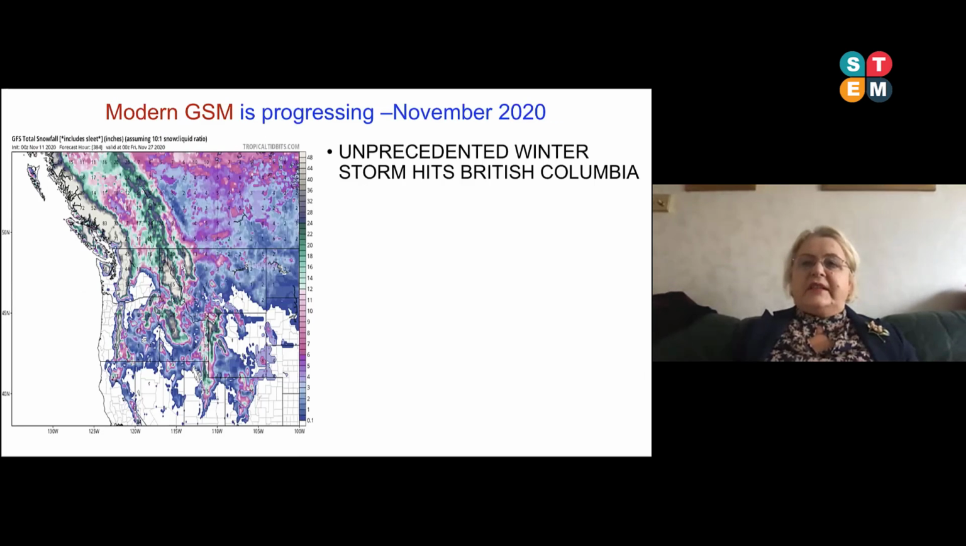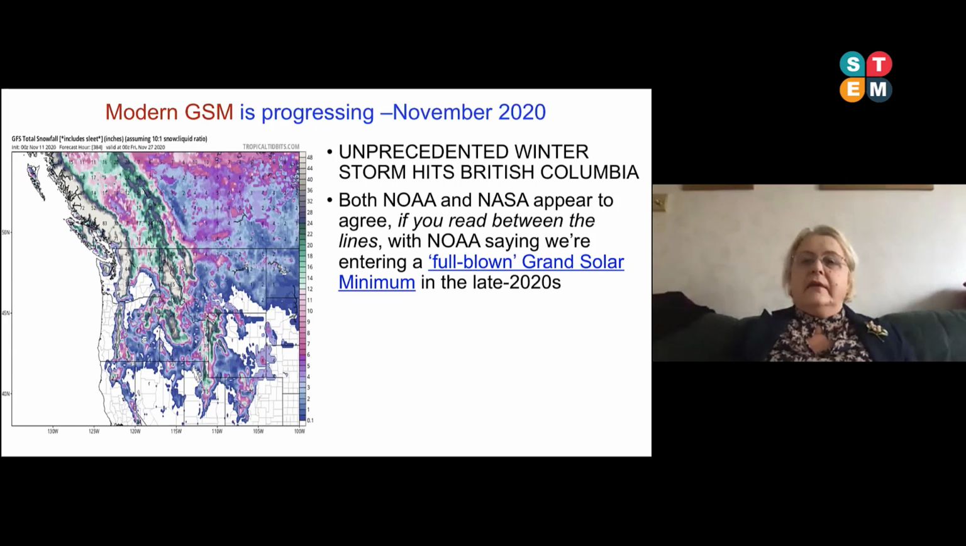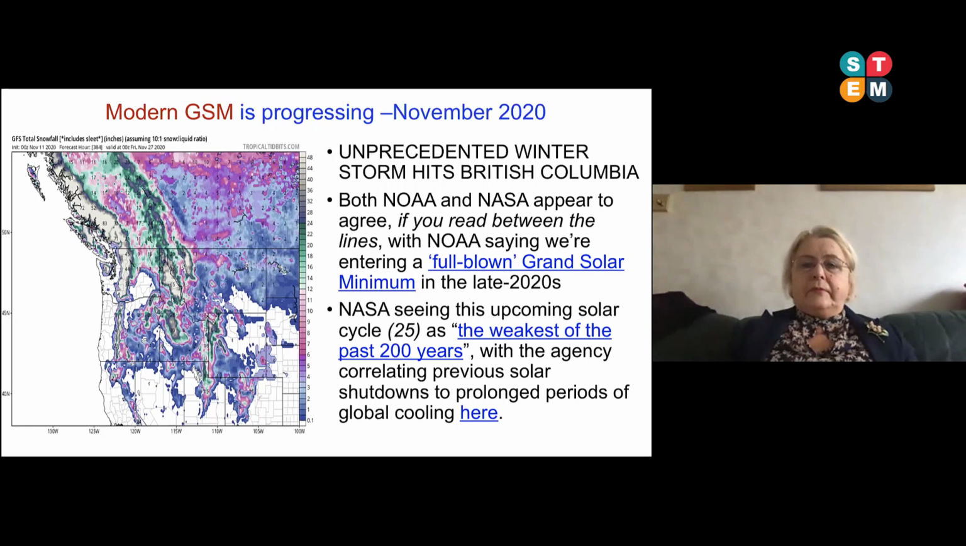This is the unprecedented winter storms that hit British Columbia, and now NOAA and NASA agree that a full-blown grand solar minimum has started, and the 25th cycle will be the weakest in 200 years. But as you know from the graph I showed, just wait for cycle 26, then it will be even weaker.